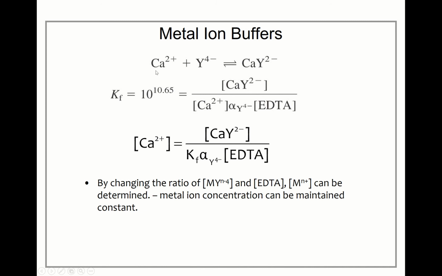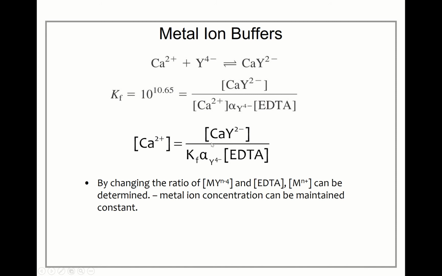For example, let's consider calcium ion here. Calcium ion makes a complex with Y, which is EDTA, the fully deprotonated EDTA, and it makes the calcium EDTA complex. Usually this formation constant is very high. Kf is 10 to the 10.65, and it can be written in this way. If you are not familiar with this equation, go back to chapter 12, EDTA titration. Here the calcium ion concentration can be written by this equation. You see, Kf is constant and alpha Y4-, this fraction, is constant at a given pH.